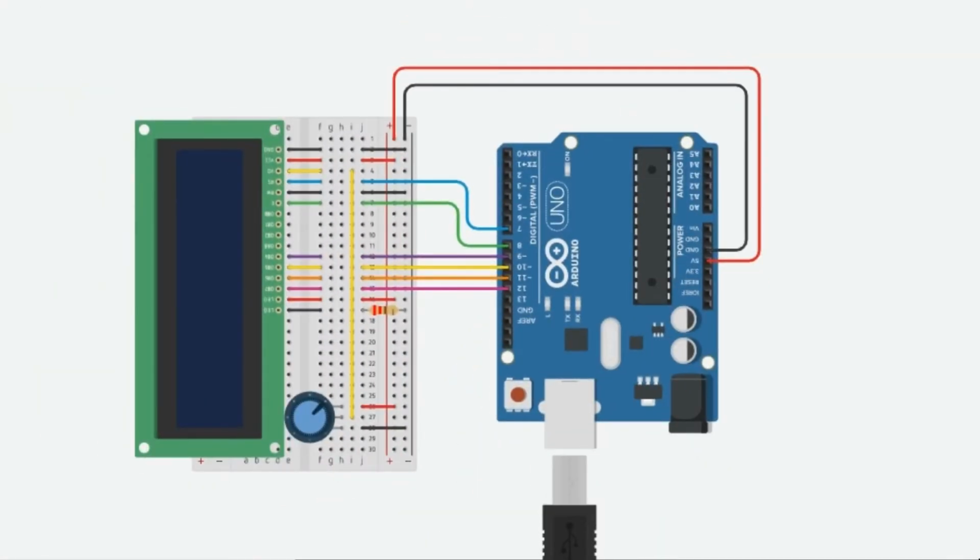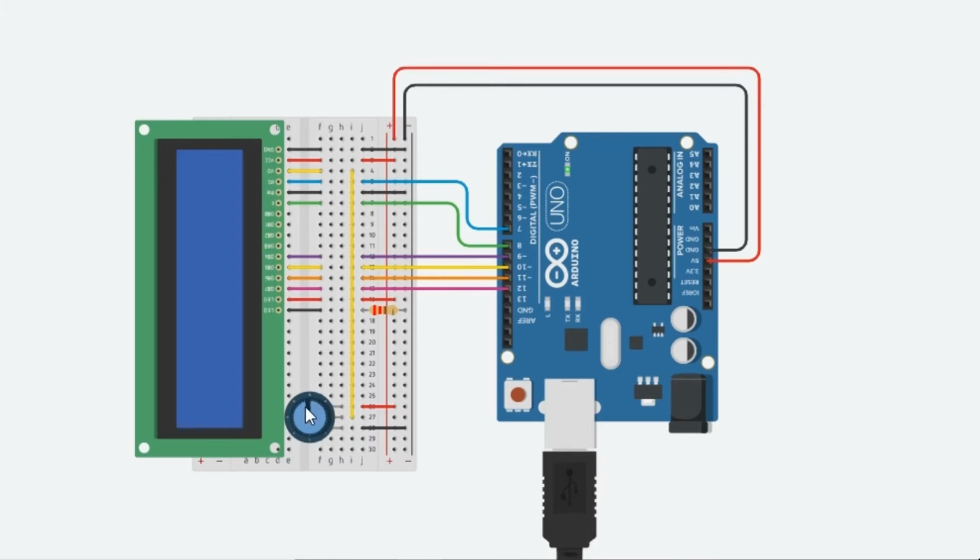This circuit consists of a 220 ohm resistor, 10k ohm potentiometer, and an LCD, also known as a liquid crystal display. When turning the potentiometer, the contrast of the display can be adjusted.